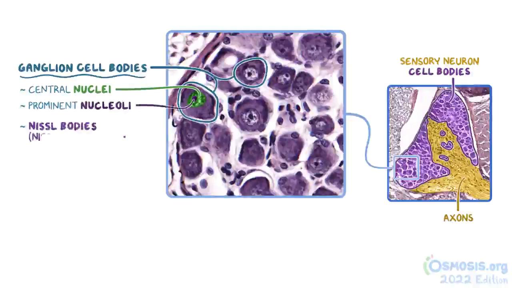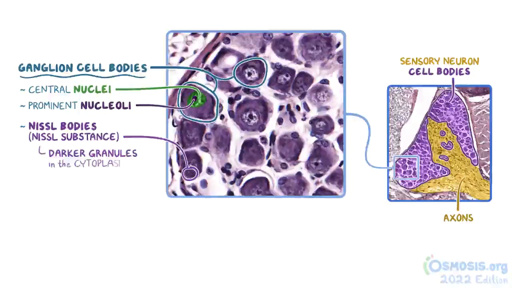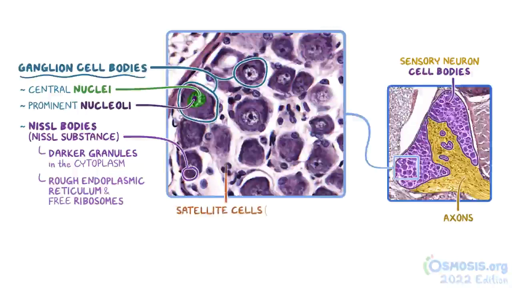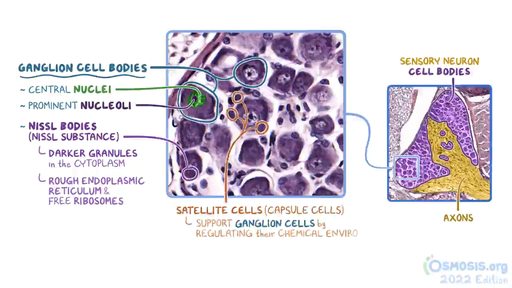Nissl bodies, or Nissl substance, are the darker spots or granules in the cytoplasm, which actually consist of the rough endoplasmic reticulum and free ribosomes. The ganglion cells are also surrounded by many smaller cells called satellite cells or capsule cells. These cells support the ganglion cells by helping to regulate their chemical environment.